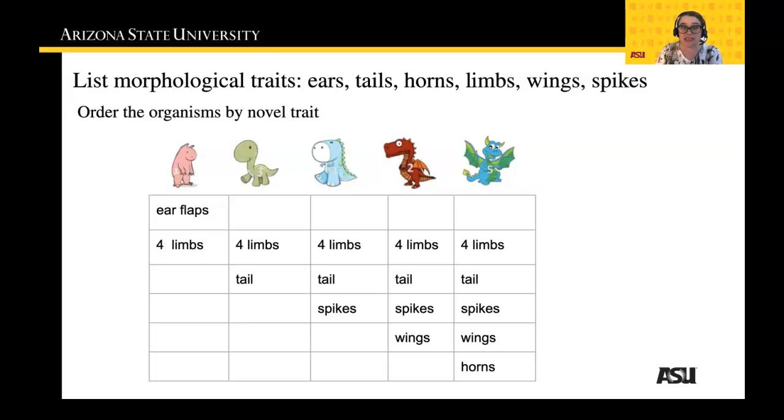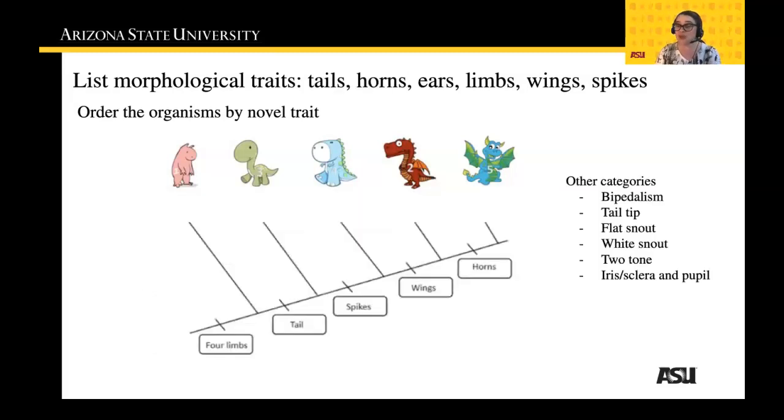So we have this organism. They must have lost ear flaps because I don't see any ear flaps after that. And forelimbs came, right? And then we see the tail arise. And then we would see spikes come. Then we would see wings evolve and then the horns. And so this is what our cladogram would look like.